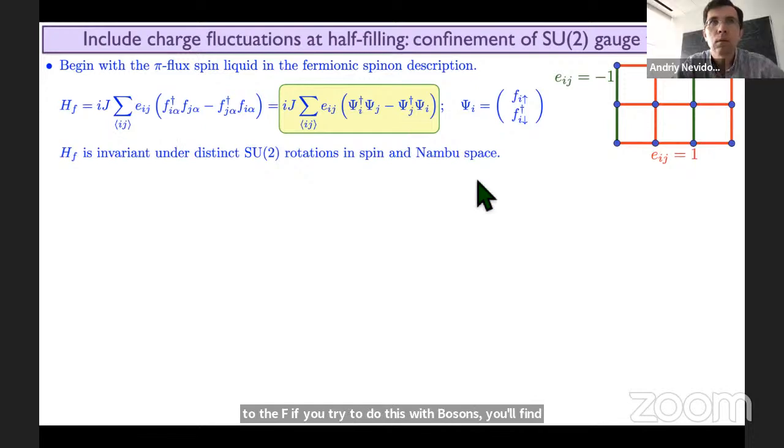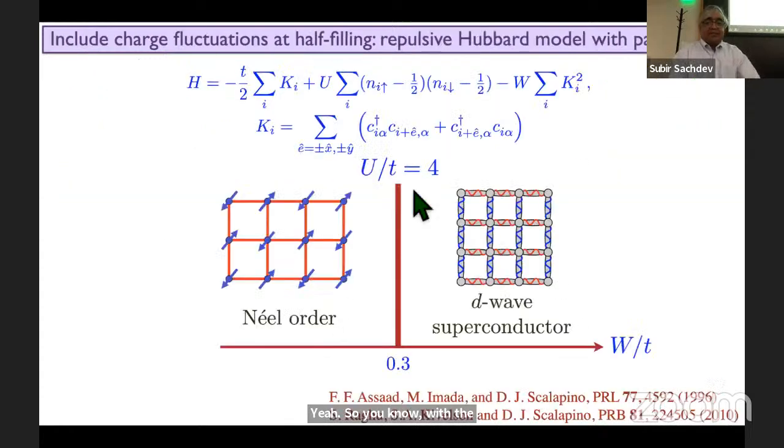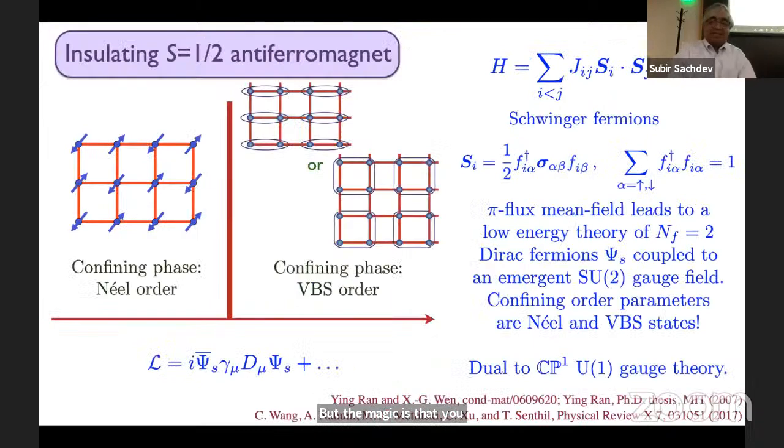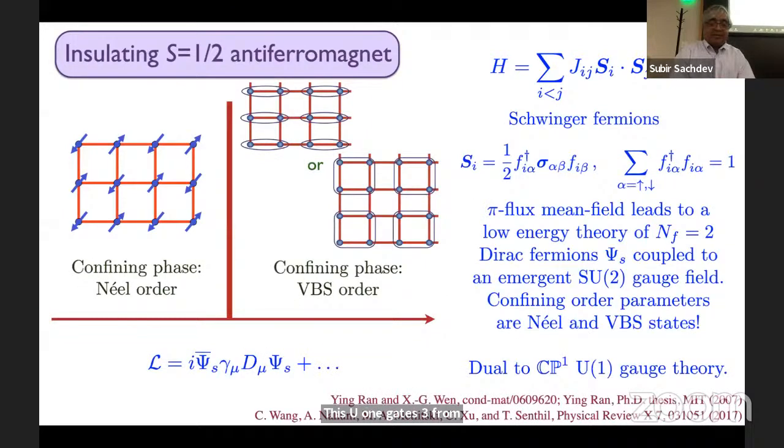I see. But that's a good point. But the magic is that, despite that, that whole intricate structure is just right to make this U1 gauge theory from bosons be the same as the SU2 gauge theory with fermions. So that's one of those remarkable dualities. And ultimately, it follows from the fact that on the lattice scales, it's the same theory. There's no difference when you lose the lattice forms.